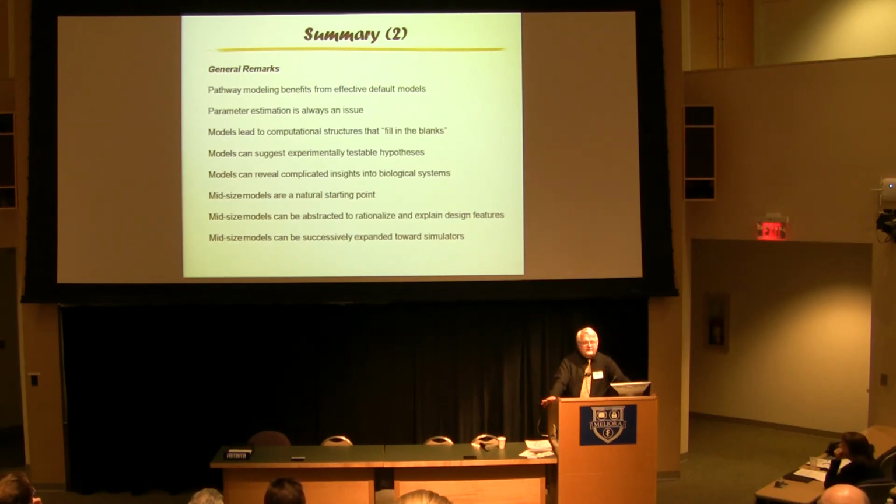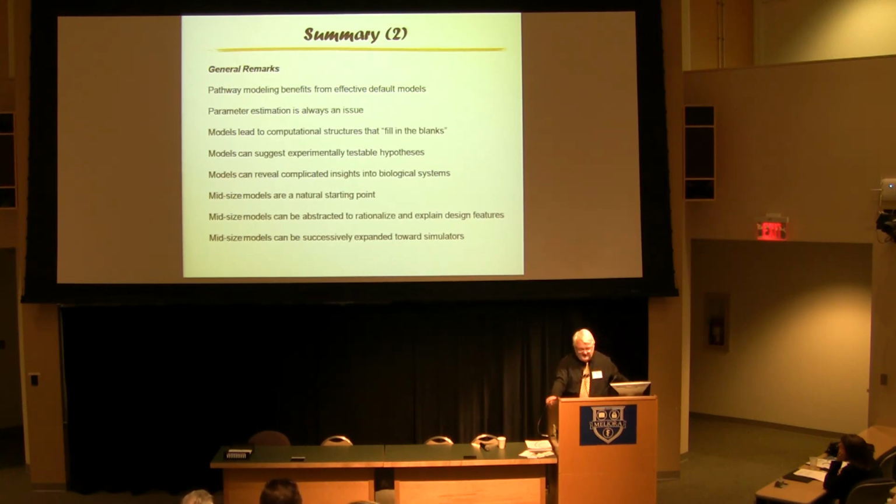Parameter estimation is always an issue, and we are getting more and more away from the point estimates and look at these, scan the parameter spaces and look for good areas and bad areas and try to figure out what that means. The models lead to computational structure that fill in the blanks. So we can make statements about things that are not measurable or that have not been measured. Because of that, we can suggest testable hypotheses. We say, if you do this and that, that should happen. Try it out.